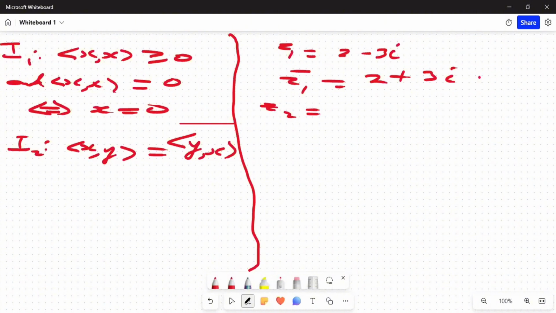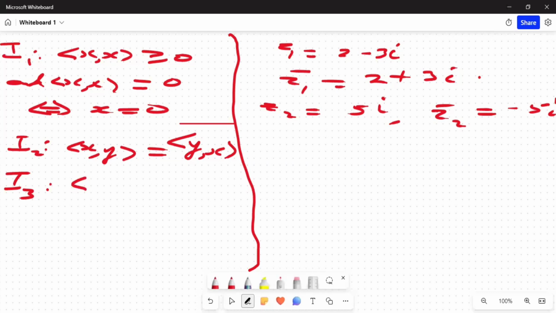If you have Z2, a complex number, to be 5i, Z2 conjugate is minus 5i. So you know all that. Because x and y could be complex vectors, inner product of x comma y is equal to inner product of y comma x conjugate. That's I2.